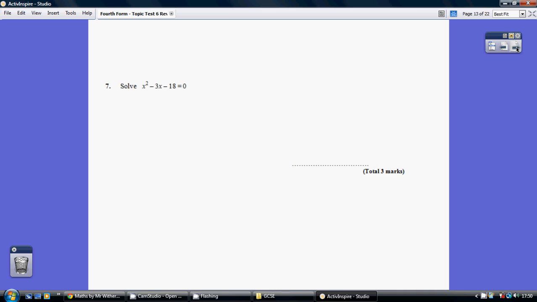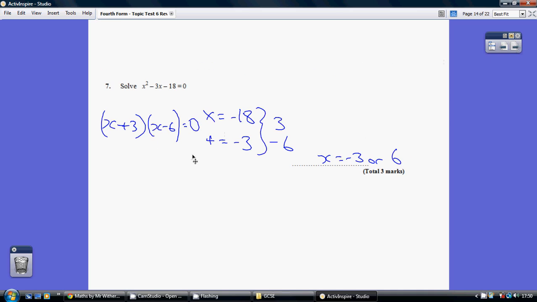Question 7. So same idea as with question 6, but just slightly trickier as we've got minuses involved. What two numbers multiplied together make minus 18 but add to make minus 3? Well, that's 3 and minus 6. So x plus 3, x minus 6 is the factorised form. That's got to equal 0. So our actual solutions are minus 3 and plus 6.